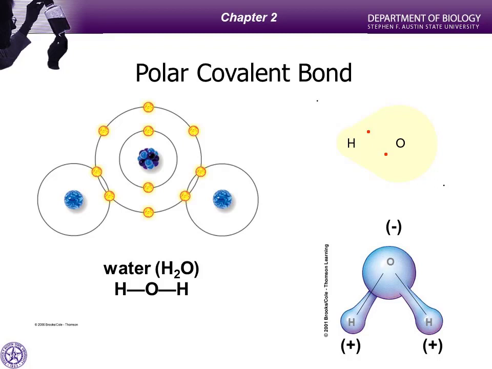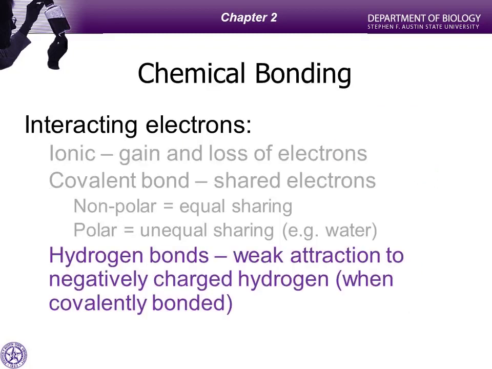Because water can be an example of our polar covalent bond, but water can also be an example of our third one, the hydrogen bonds. The weakest of our bonds.